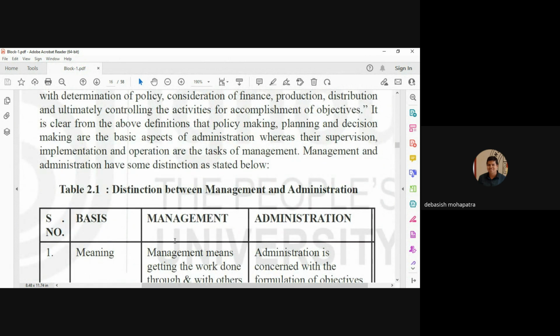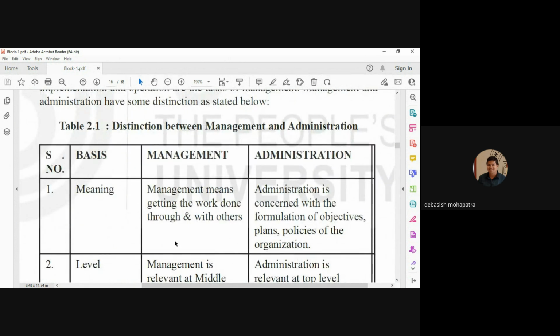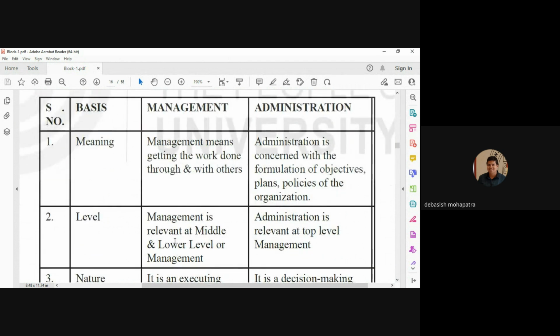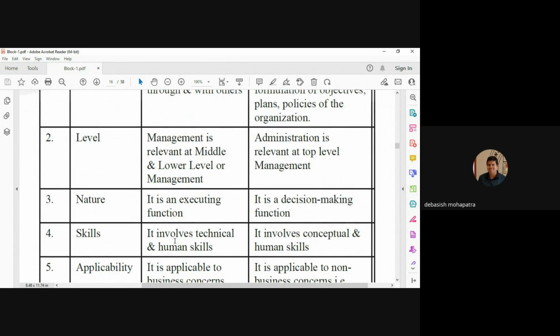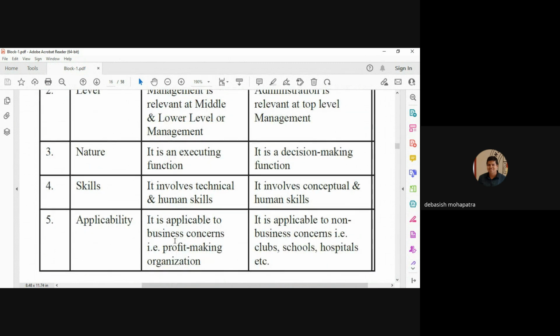The distinction between management and administration. First is meaning. Management means getting the work done through and with others. Administration is concerned with the formulation of objectives, plans, and policies of the organization. Level. Management is relevant at middle and lower level. Administration is relevant at top level management. Nature. It is an executing function. It is a decision-making function. Skill. It involves technical and human skill. It involves conceptual and human skill.